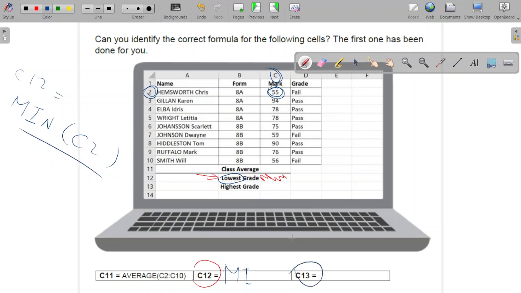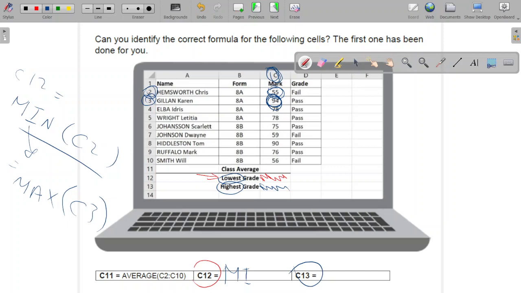Look at C13. C13 is going to have the opposite. It's going to be the highest grade, so we're going to convert this one into the MAX. But pay attention, it's not going to have the same row or column, because the maximum value here is going to be 94, and 94 exists in column C, row 3. So it's going to be equal to what? MAX C3. So that's the idea that I'm trying to explain to you.